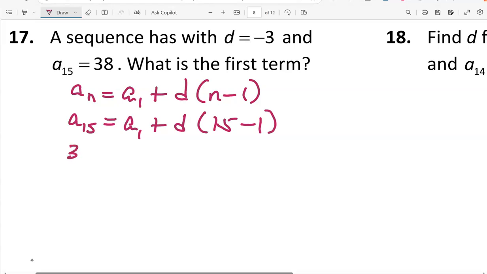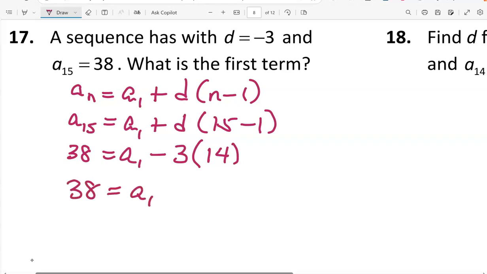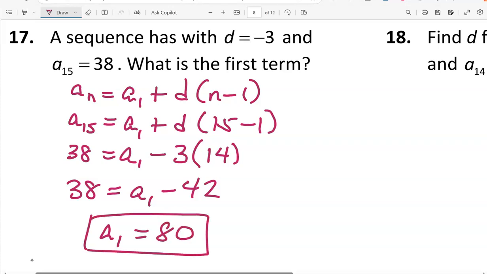And a sub 15 is 38. We don't know the first term, but we do know that d is negative 3, and 15 minus 1 is 14. So 38 is equal to a sub 1 minus 3 times 14, which is minus 42. Add 42 to both sides, and we should get 80 for the first term of this sequence.